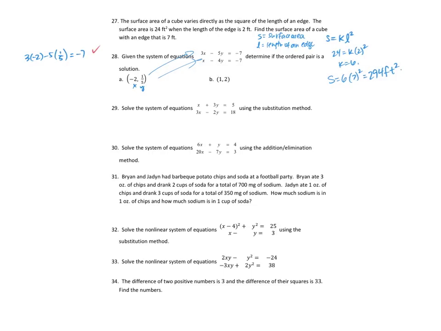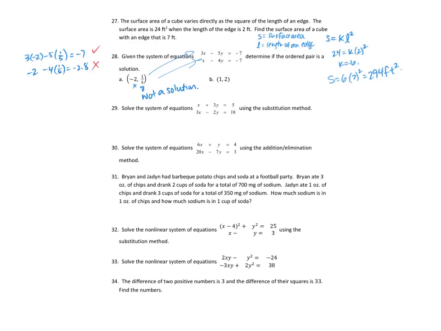Let's see if this x and y pair fits the other one. So I'll have negative 2 minus 4 times 1/5. And I'll tell you that doesn't look promising. So I have negative 2 minus 4/5, which gives me negative 2.8. So that one does not work. So this is not a solution. It's important to check both equations because it could be a solution to one but not a solution to the other one. So you have to check them both.